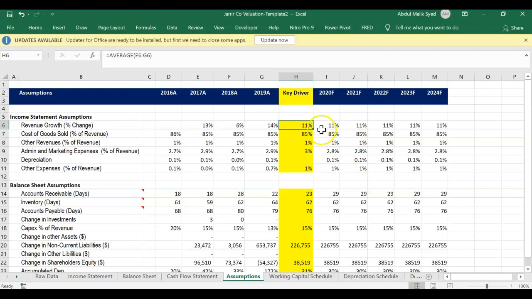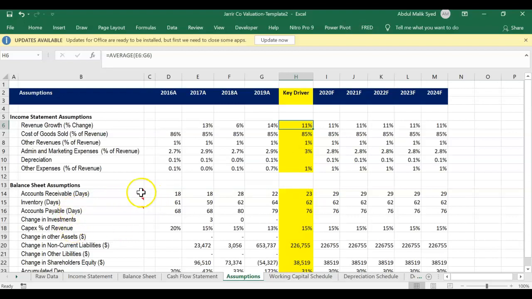Okay, but anyhow, if you see the previous trend, it is 13%, 6% and 14%. The average is 11%, so I'm assuming it 11%. It's up to you, right? You can do any kind of assumption, maybe based on key driver, or you can manipulate, maybe more or less, depending on the growth story of the company. Okay.